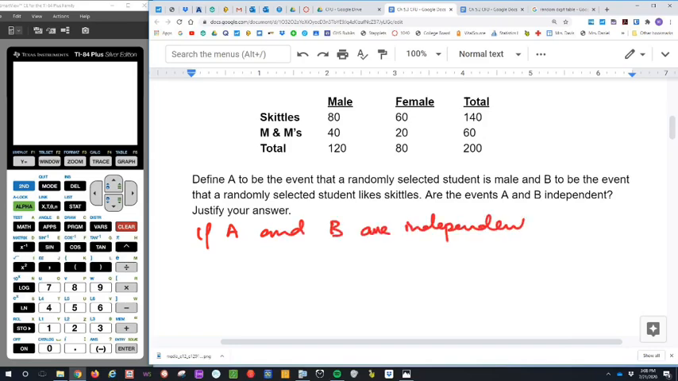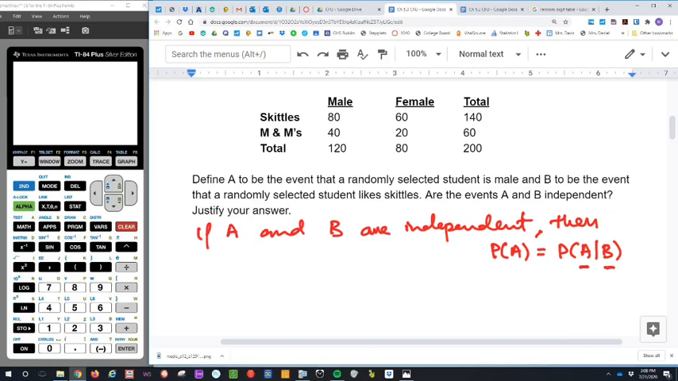So to see if event A and B are independent or not, something needs to be satisfied, and the condition is this: the probability of A has to be equal to the probability of A given B. A given B means B happens, and then does A happen? So we're trying to see, does B affect A? If B affects A, then they are not independent. If B doesn't affect A, then it is independent.